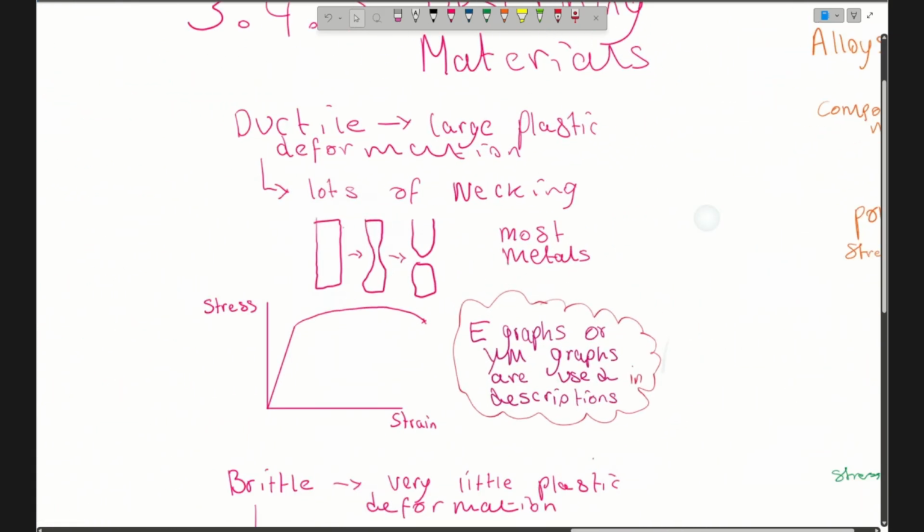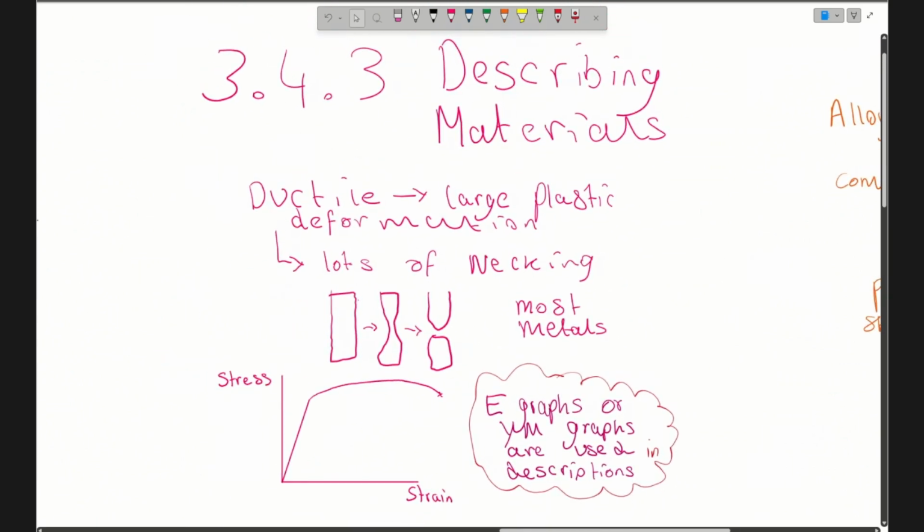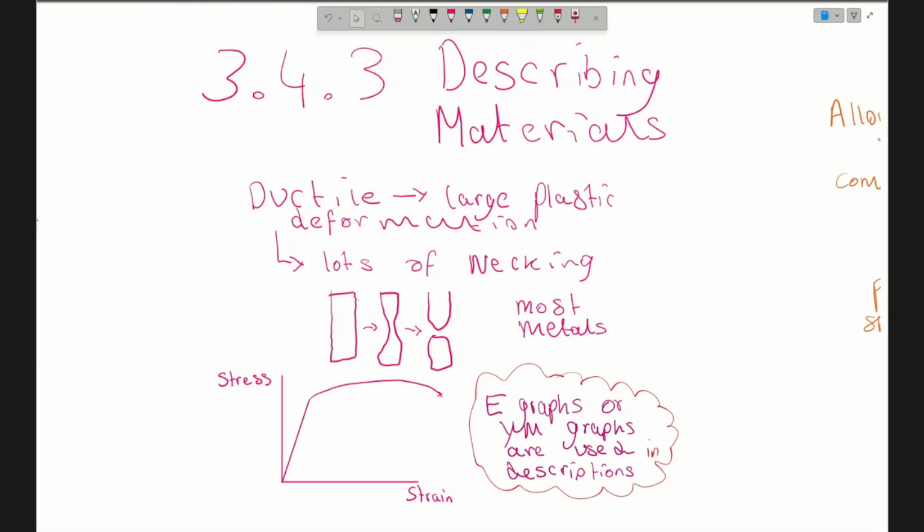And then the final thing we need to know is 3.4.3, which is how to describe materials. So there's a lot of keywords here. You do just have to know them all. That is a horrible bit of handwriting there.